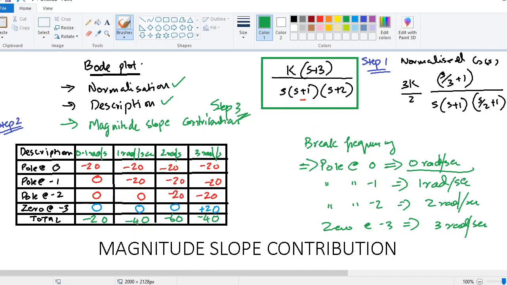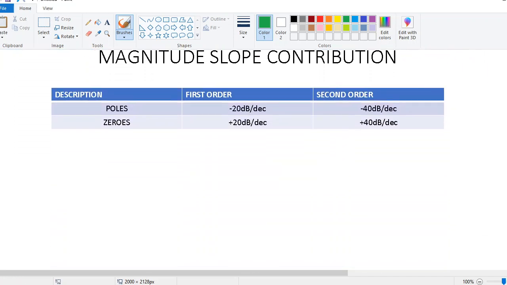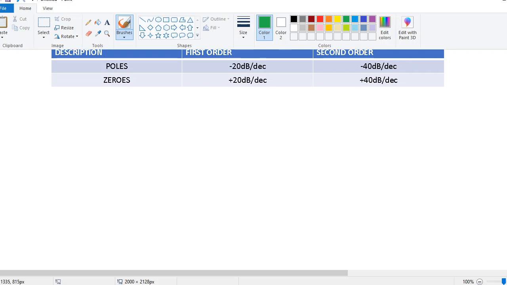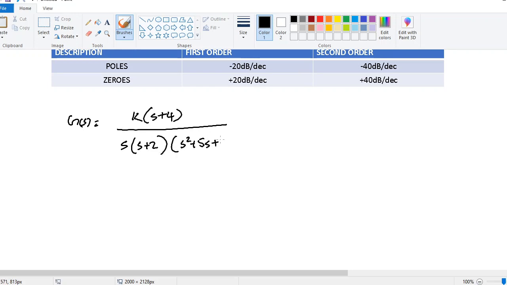Okay. So based on this work that we did, let's do an assessment problem. Let's do one of the assessments that we did previously. I think this was a problem that we did. G of s is equal to k into s plus 4 divided by s into s plus 2 into s squared plus 5s plus 25.